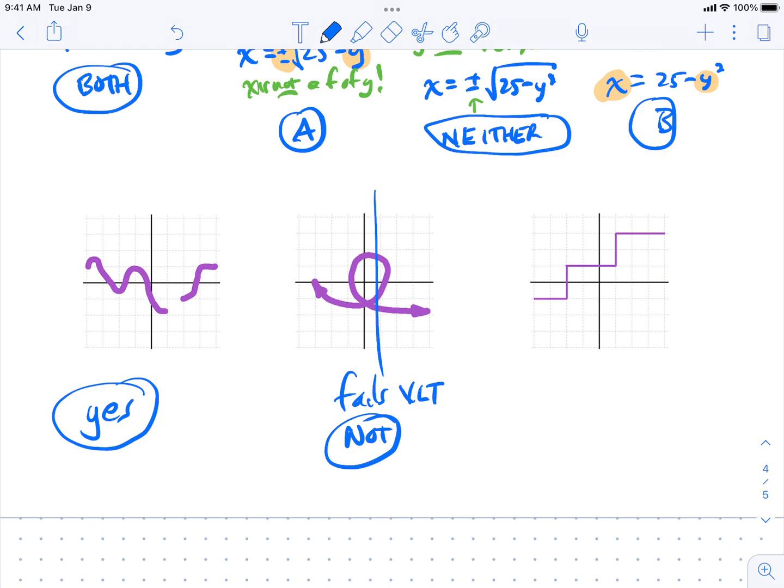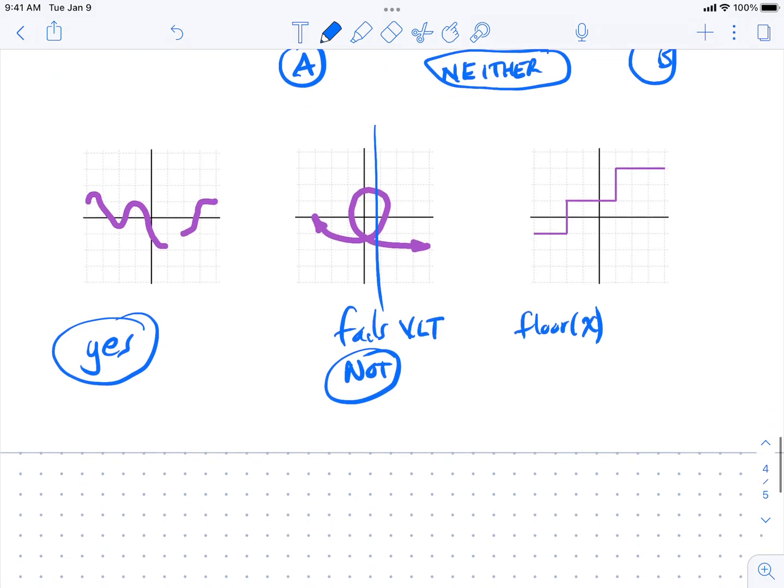Now the reason I drew this one is because we're going to have a function coming up a little bit later in the course called the floor function, floor of x. And the floor of x, when you draw it properly, looks something like this. It's got a series of what we call jump discontinuities. So it's kind of like y equals 1, y equals 1, y equals 1, boom. y equals 2, y equals 2, y equals 2, boom, y equals 3, y equals 3.